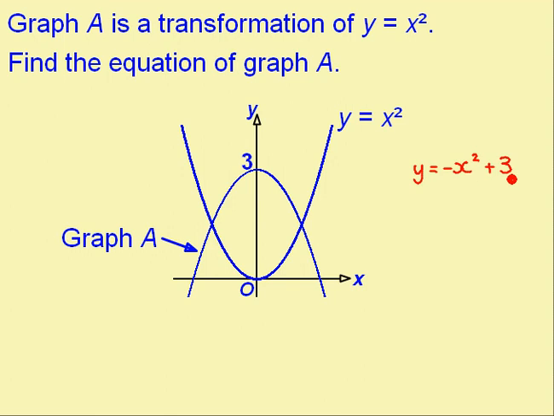Here's the answer. To get this, I noticed that first of all, this graph needs to be reflected in the x-axis to turn it the right way up for this one, and then it needs to be moved up by 3. So the reflection in the x-axis means that I put a minus in front of the function, and then to move it up by 3, I add 3 onto the end.